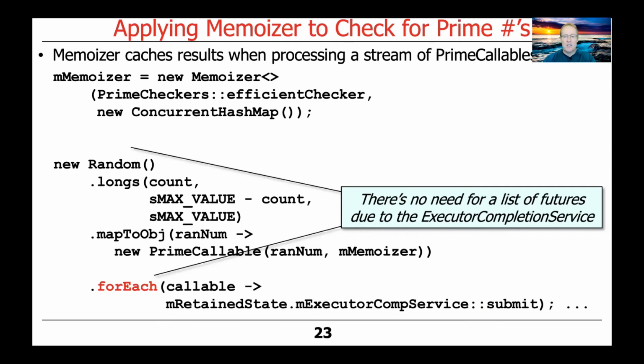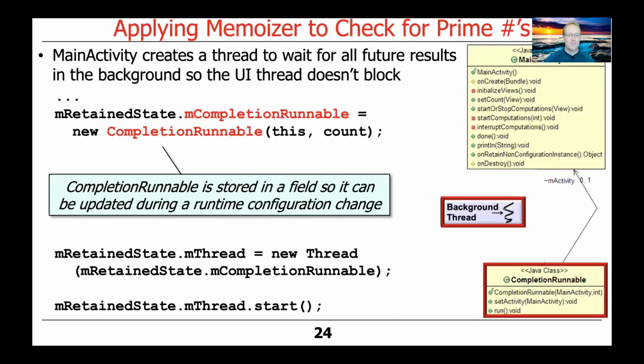And the nice thing about this is there's no need to have a list of futures, which is how we had done it before when we did the executor service version, because all the stuff that's being handled here is going to be encapsulated by the executor completion service. So that completion queue that's needed internally for everything to work is done inside the executor completion service.